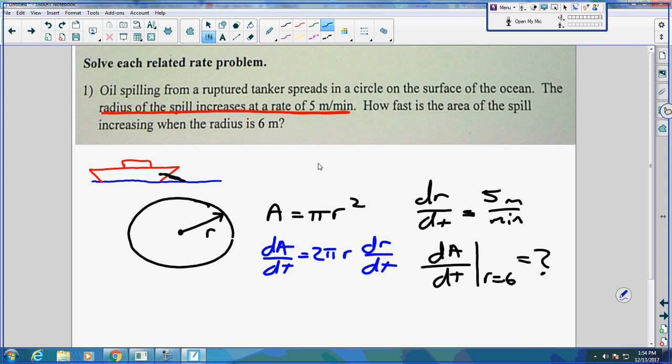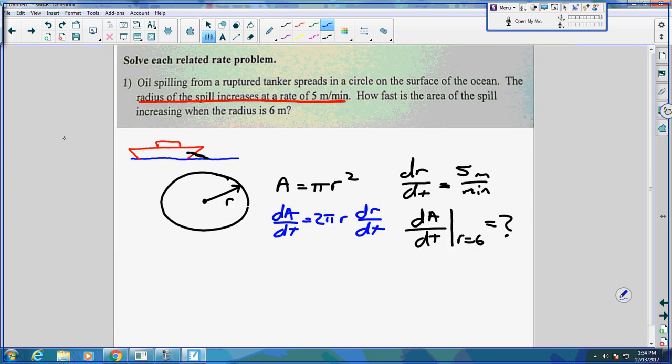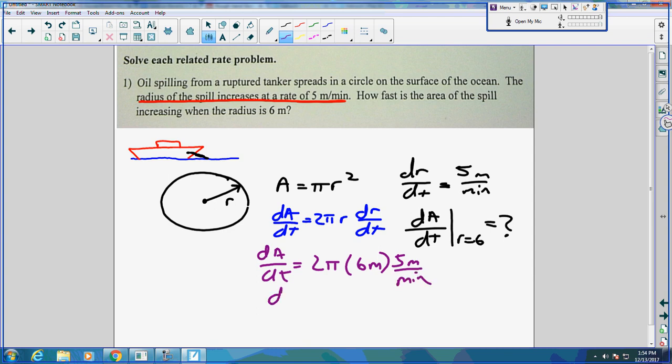Get me an answer. If I do that, and I plug in what I know, dA/dt then is going to be 2 pi, and I'm going to keep units, 6 meters. I know dR/dt is 5 meters per minute. I'm feeling pretty good about my answer right now. So I get dA/dt equals 30 times, I get 60 pi. And because the units are working out, I feel like I got the right answer. It's increasing by 60 pi meters squared per minute.